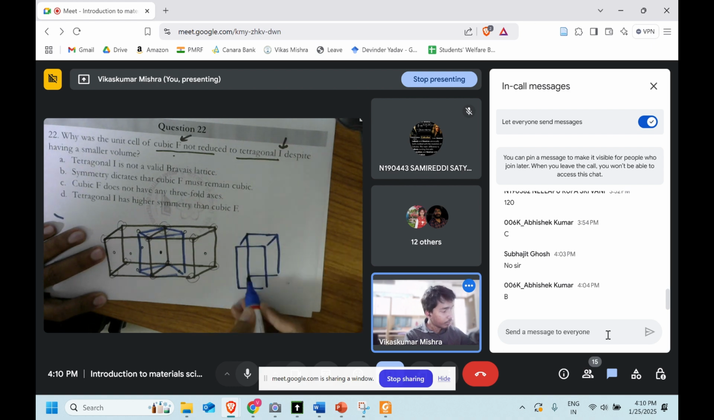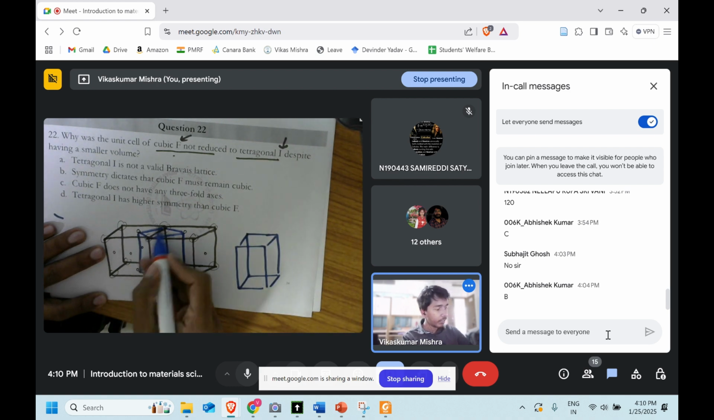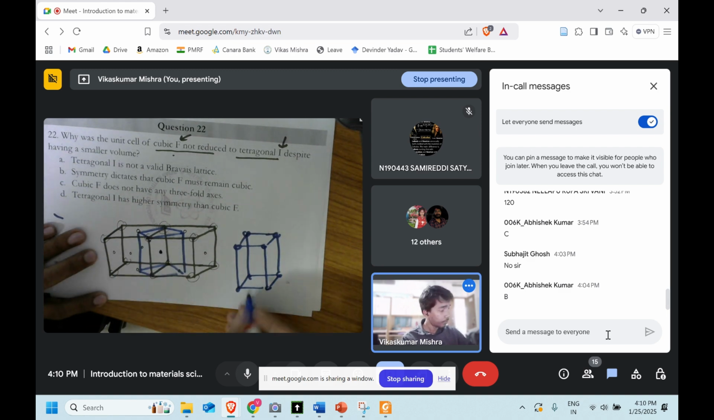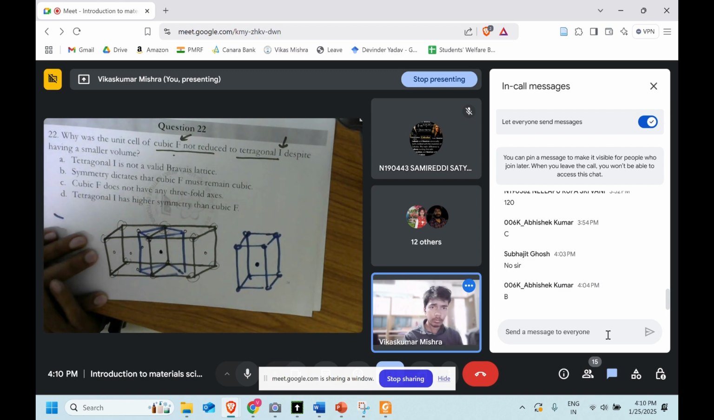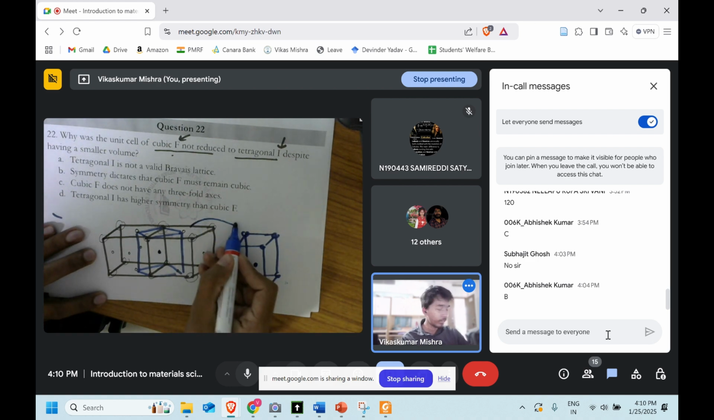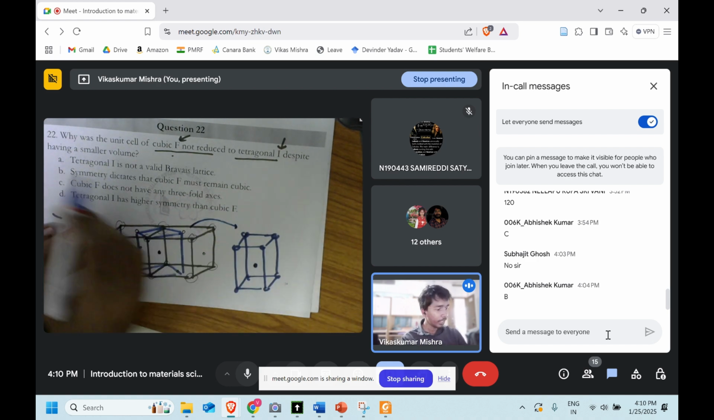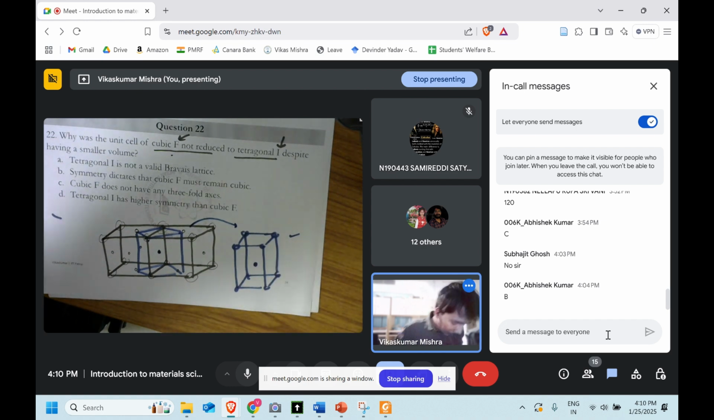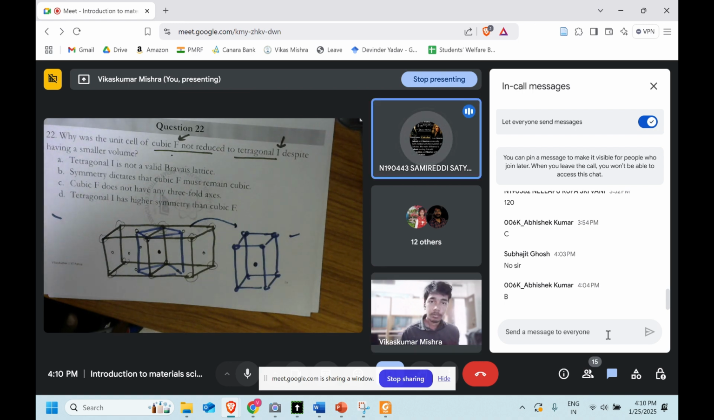where the lattice points are there at the corners and also the lattice points are there at the center. So why don't you convert this to this? Because they are also telling that the tetragonal has a smaller volume, right?